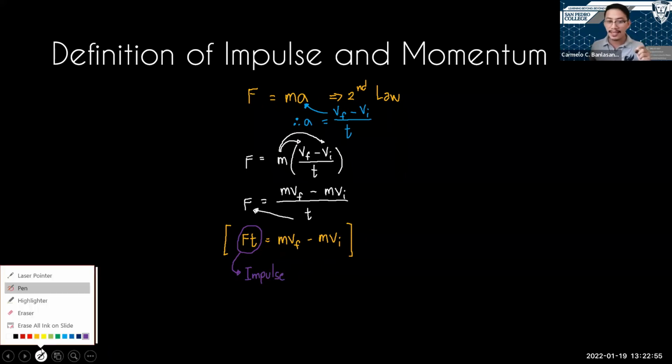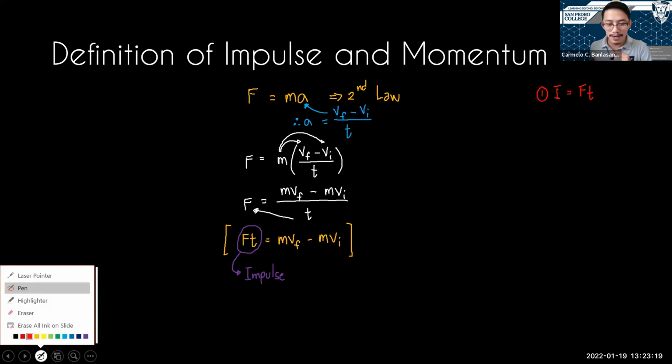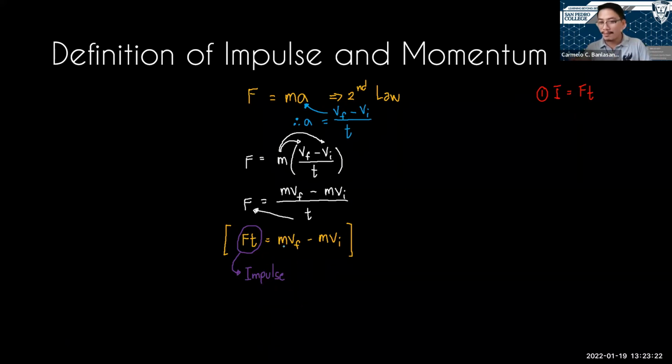So basically, when you hear impulse in physics, impulse is just the product of force and time. Good. So the definition of impulse comes from the second law of motion. It just comes from the second law of motion. Clear? Now, how about our other term? If you notice, we keep having mv, the product of mass and velocity. In this case, mv. Do you follow? That mv is also known in physics as the momentum.